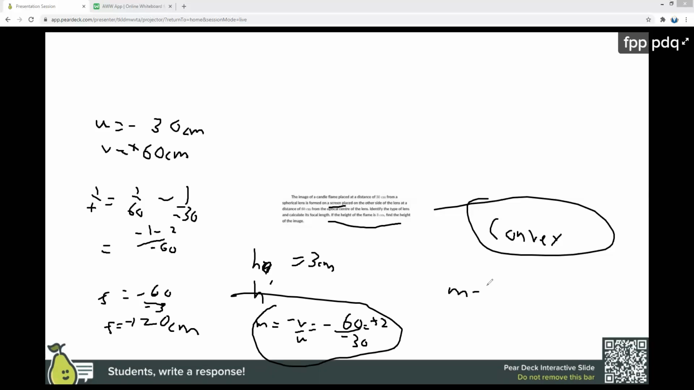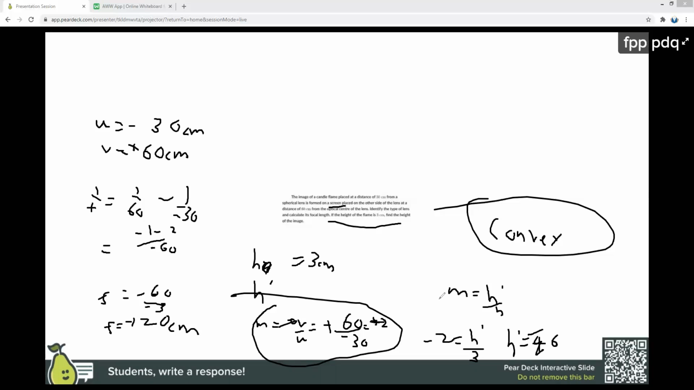Now we also have another relation. m is equal to h dash by h. 2 is equal to h dash by h. h dash we need to find. h is given as 3. h dash is equal to positive 6 centimeter. One minute. Positive 2? This magnification is minus 2. So your height of the image will be minus 6 centimeter.